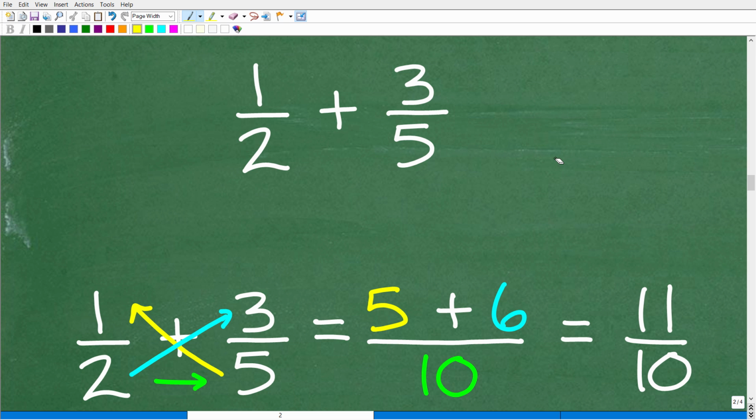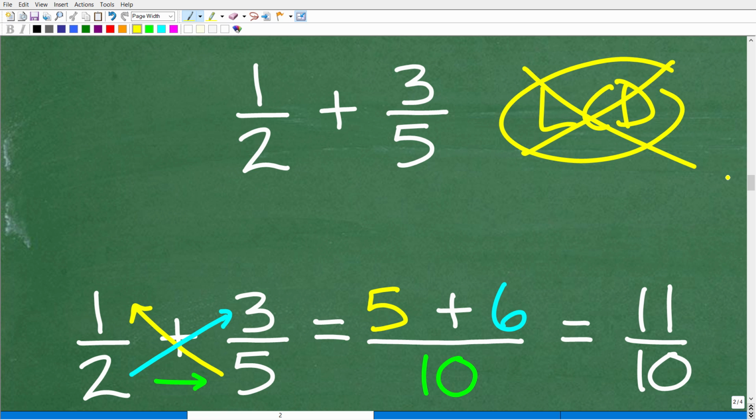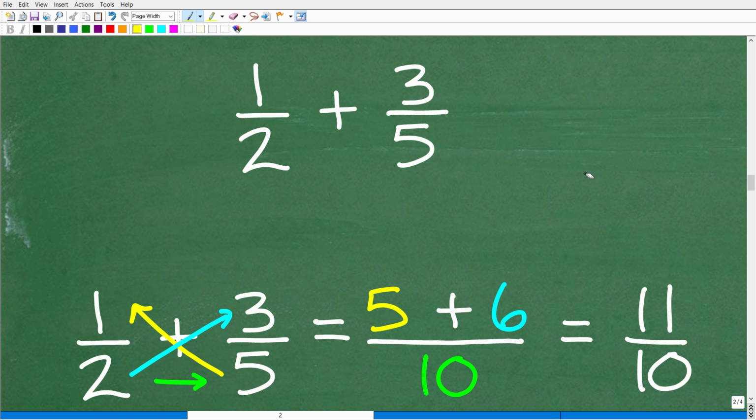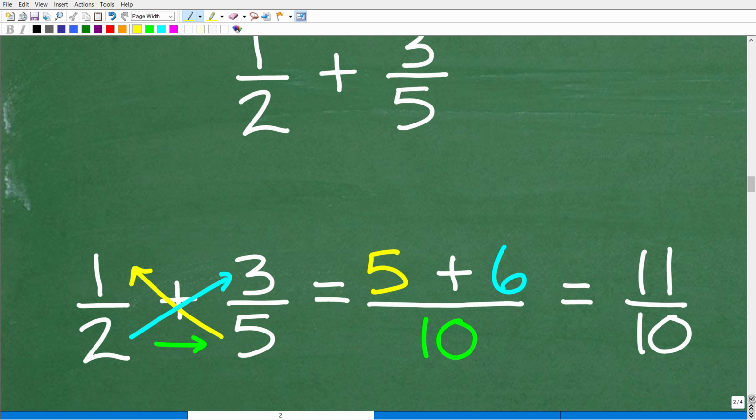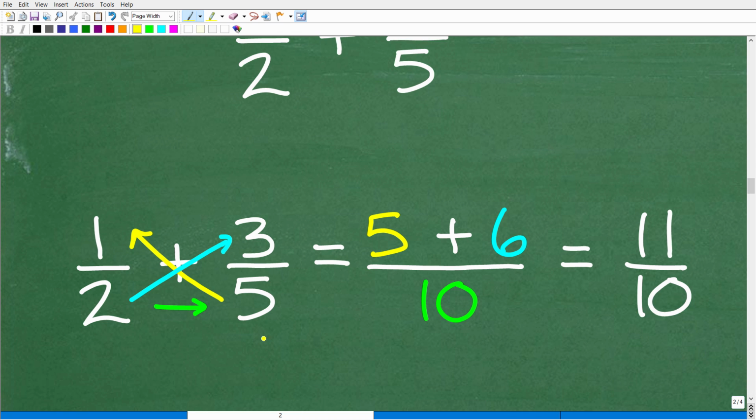All right, so let's add these fractions, and this is an awesome method because we don't have to think about the lowest common denominator. All we're going to do is apply a particular pattern, and we're going to get the right answer. All right, so 1/2 plus 3/5. Let's use this bow tie method, and you have to follow this pattern exactly as I'm going to show you. Okay, so you got to pay attention here.